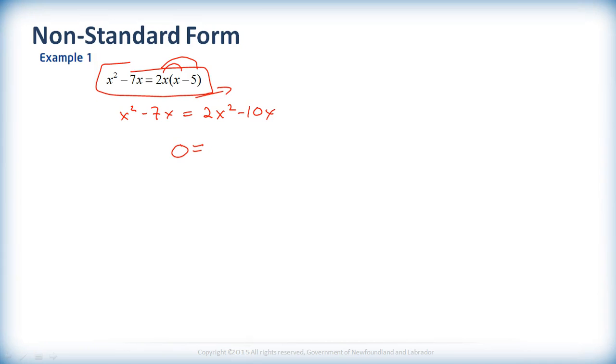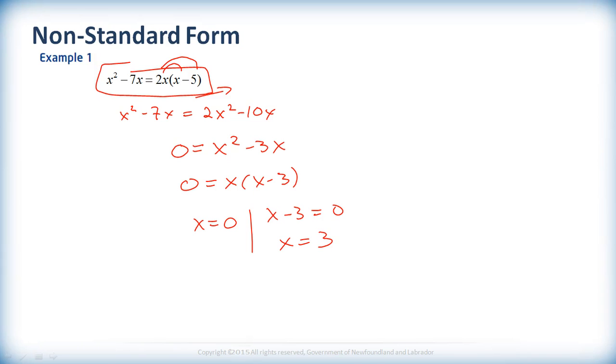That's going to give me 2x squared minus x squared, which is just an x squared. And then negative 10x plus 7x is going to be negative 3x. Okay, so we've got a common factor of x here. And then x minus 3. So by zero product property, x is going to be 0, or x minus 3 equals 0, which would mean that x equals 3. And those are our roots.